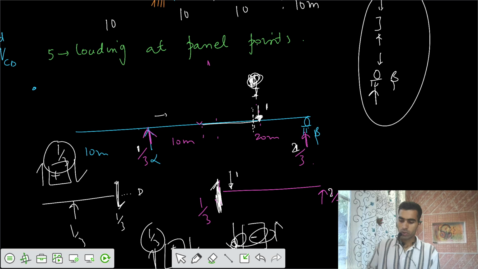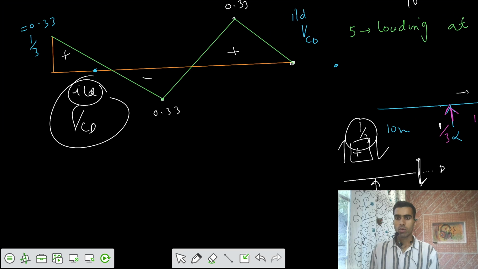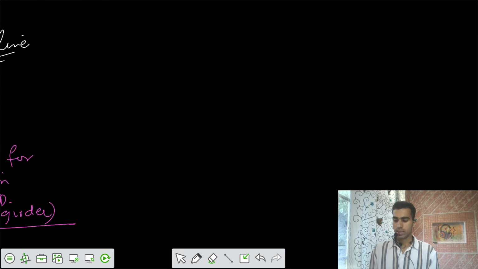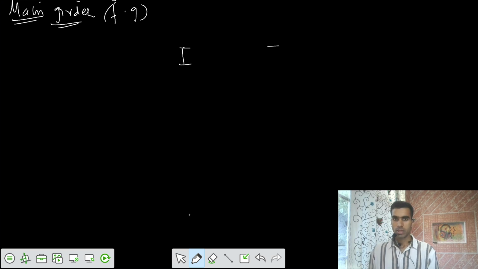Similarly, if we talk about the moment at any section X. Now, if you're talking about the main girder, that's your floor girder. Let's say similarly we have one more problem in this way. 1, 2, 3, 4, 5, 6, 7.